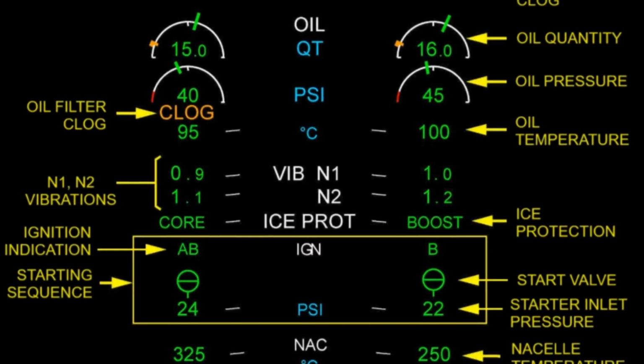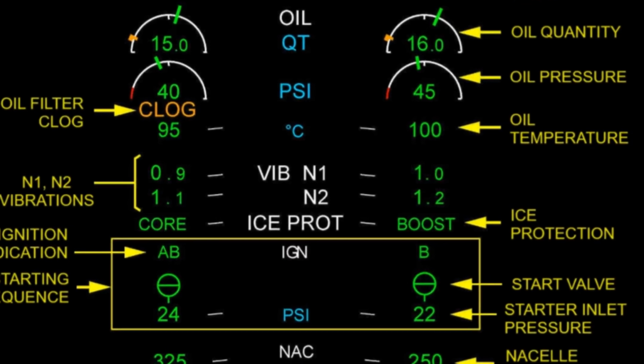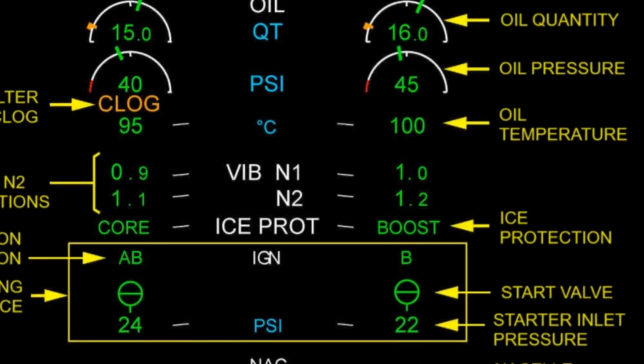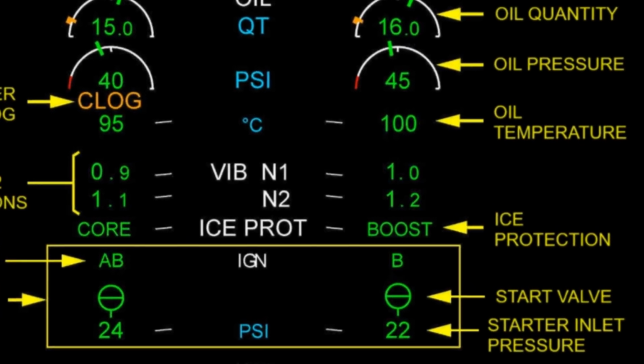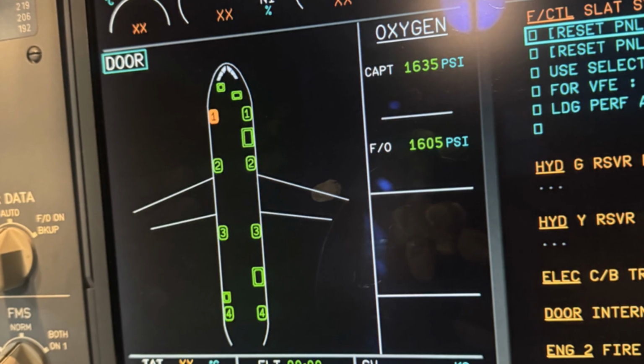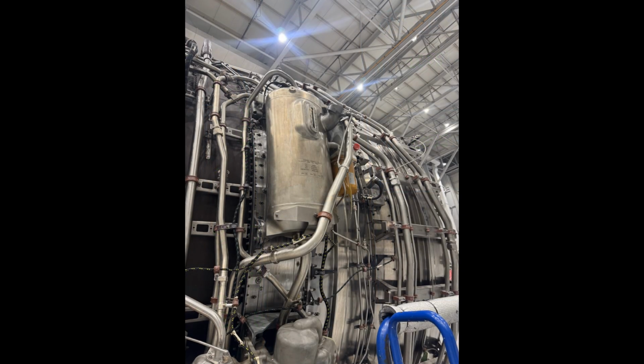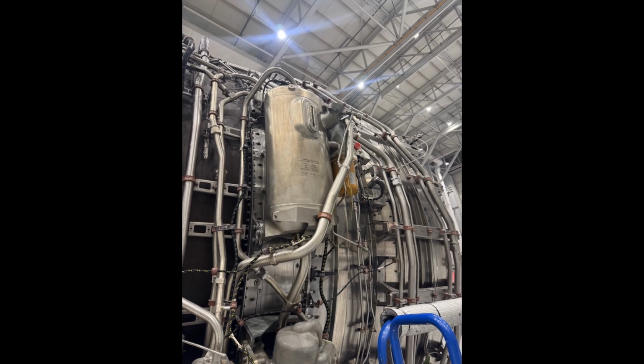Before starting, ensure all safety precautions are followed. Wear proper PPE, ground the aircraft, and confirm no ignition sources nearby. Confirm aircraft status as per the aircraft maintenance manual. Ensure engines are shut down and fuel pumps are off.